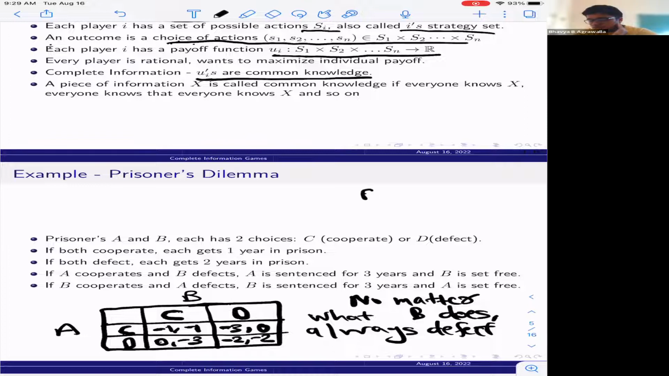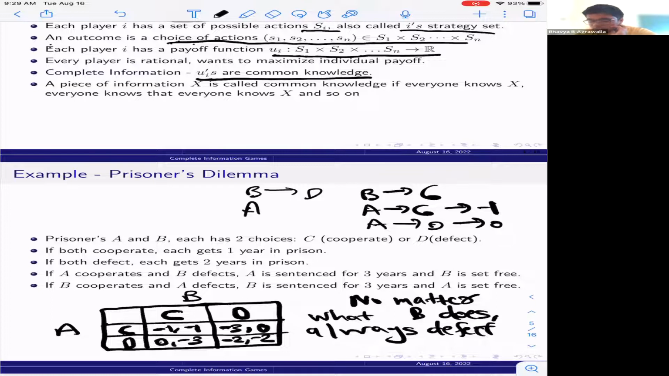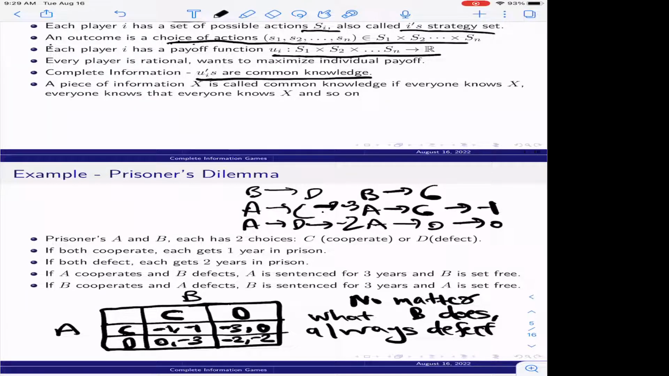Suppose B chooses to cooperate. If A cooperates, then her payoff is minus one. And if A defects, her payoff is zero. Suppose B chooses to defect. Then if A chooses to cooperate, her payoff is minus three, and if A chooses to defect, her payoff is minus two. So no matter what B does, A is always better off defecting. Defect should be the logical choice for A. Does that make sense? Yes. Okay.